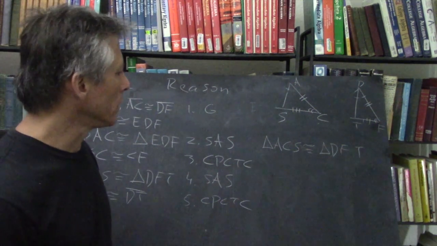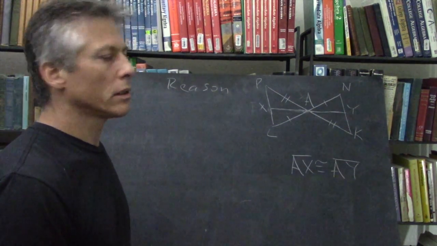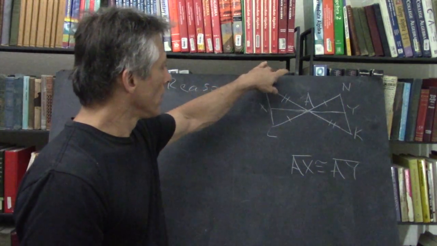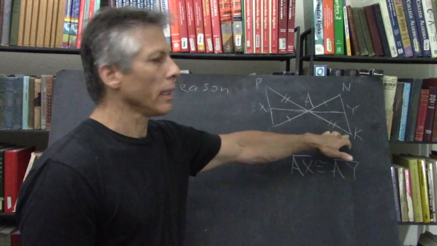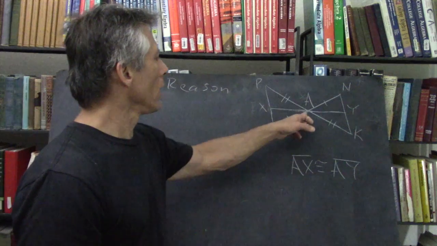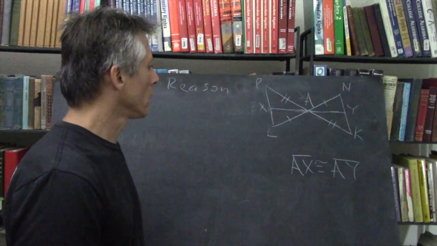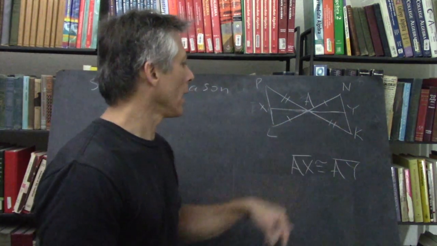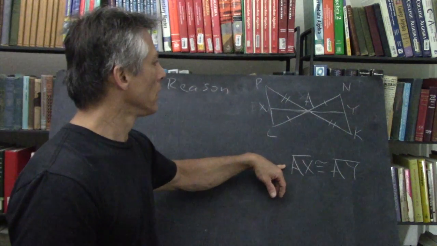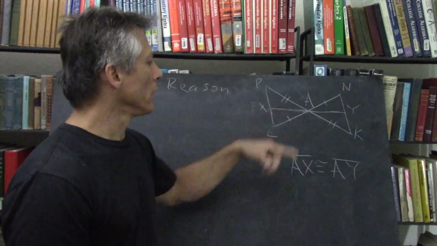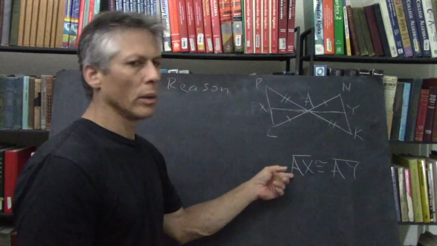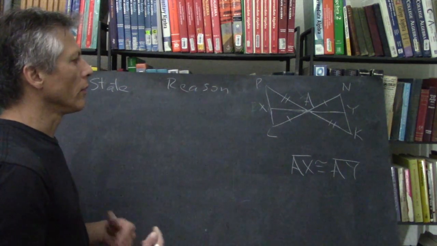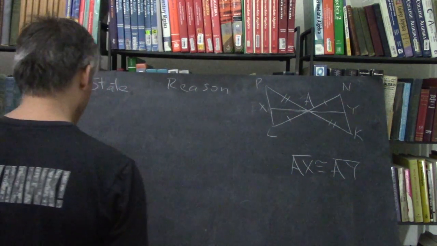So now let's try number two, which says in this diagram PA is congruent to AK and LA is congruent to AN, and we're trying to show that AX is congruent to AY. That's what we want to conclude. With this diagram and this given information, we want to end up knowing that this is true for sure. So we've got to show a few triangles are congruent. So let's work through this.